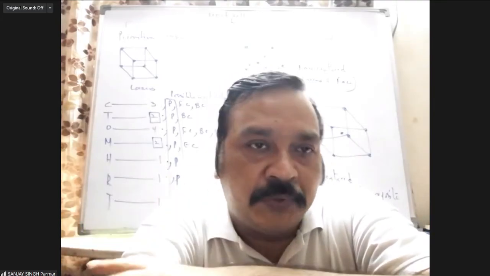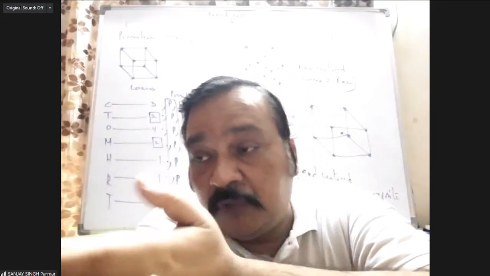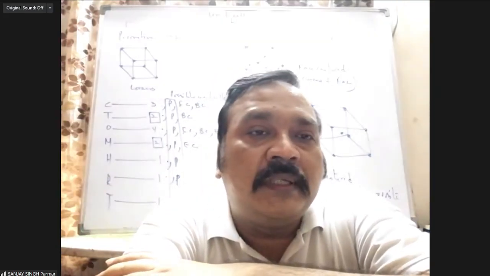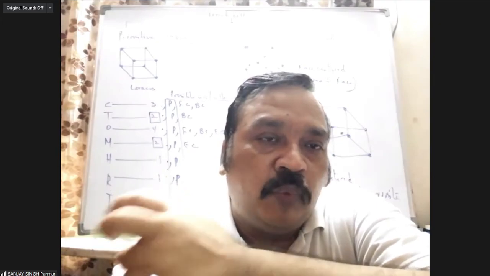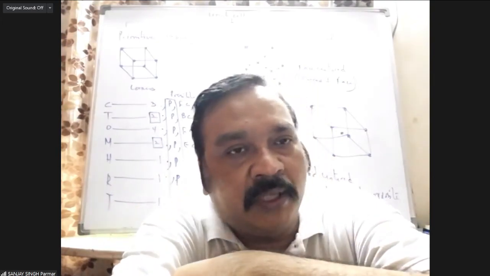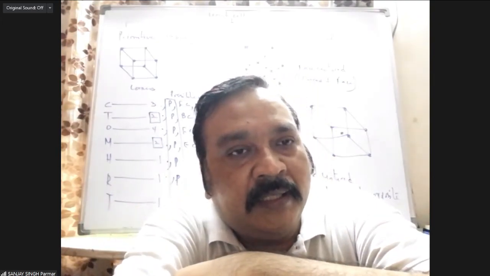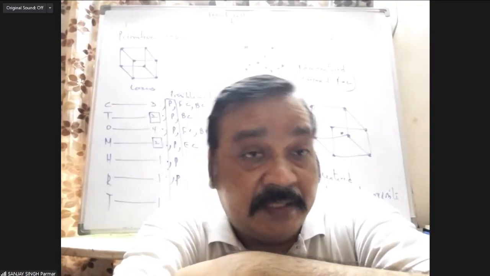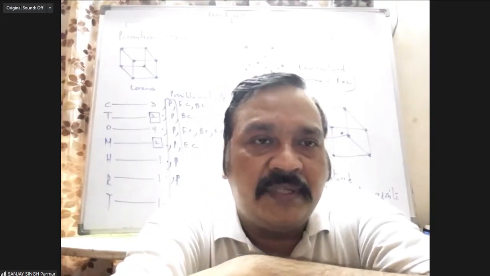Let us go for tin, the white tin. Tin comes in 2 types, mostly white tin and gray tin. White tin and gray tin differ in their densities.